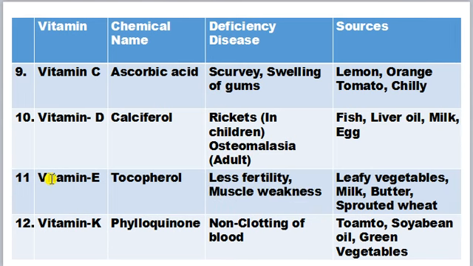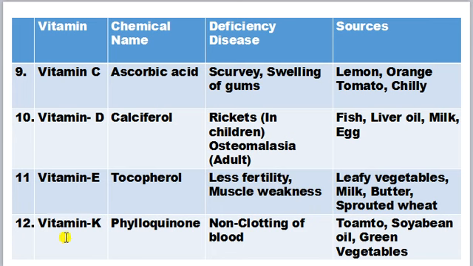Now the 11th one is vitamin E. Vitamin E's chemical name is tocopherol. Its deficiency causes less fertility in males, and it also causes muscle weakness. Its sources are leafy vegetables, milk, butter, sprouted wheat, etc. Vitamin E basically protects the sperm membrane from oxidative damage, so it increases the chances of fertility in males, but if it is deficient in the male, then it causes less fertility.